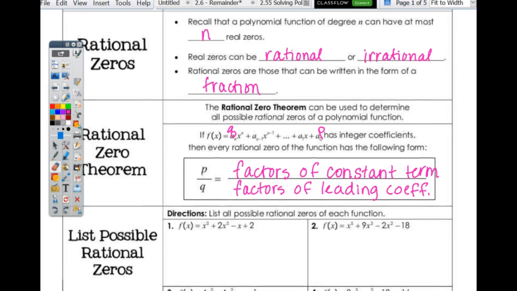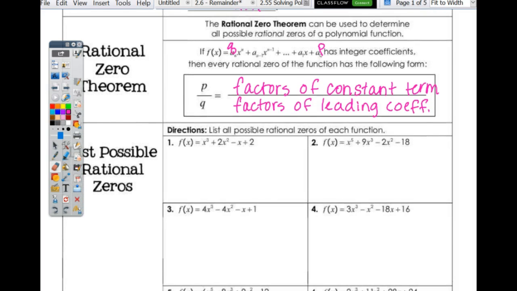P over Q, where P is the factors of the constant and Q is the leading coefficient. So this is how this works. I want to list all the possible factors for this polynomial. So I have to label my P and my Q. So here's my P and here's my Q.